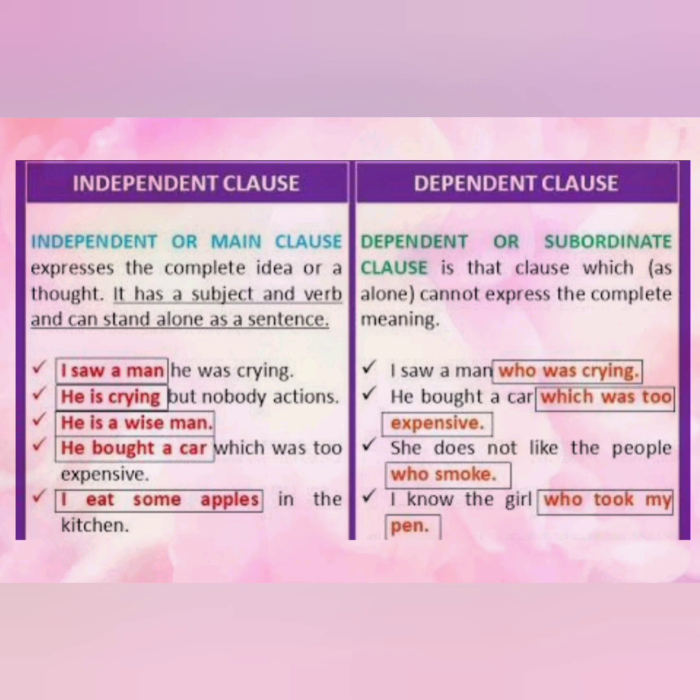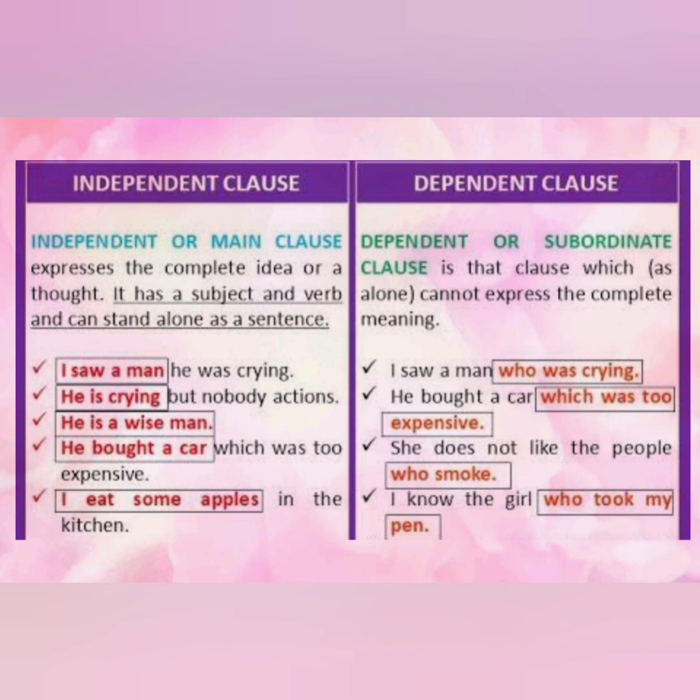Like "I saw a man." मैंने एक आदमी देखा. This is the complete idea. "Who was crying?" But if we pick up "who was crying", that is not giving us the complete meaning. So this would be the dependent clause. "He bought a car which was too expensive." "Which was too expensive", वो जो बहुत expensive है, this part is the dependent clause because it is not giving us the complete meaning, the complete idea or the complete thought. That's why this is called the dependent clause.